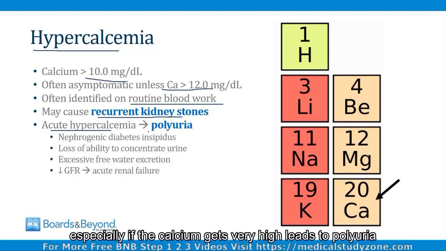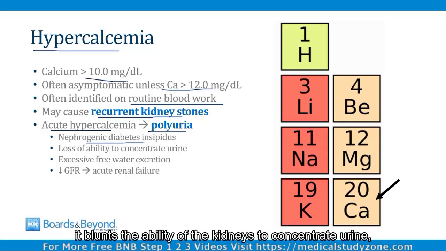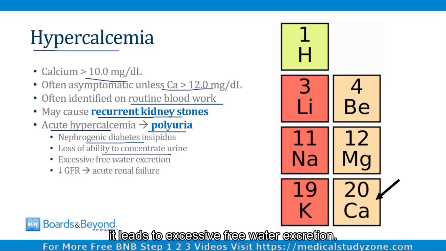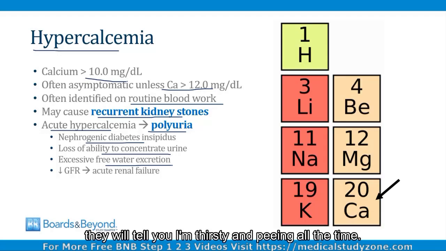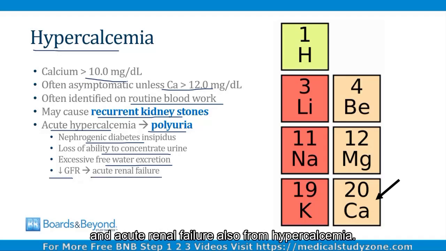Another thing to always remember about calcium is that acute hypercalcemia, especially if the calcium gets very high, leads to polyuria. That's because calcium causes nephrogenic diabetes insipidus. It blunts the ability of the kidneys to concentrate urine. It leads to excessive free water excretion. So if you ever meet a patient with hypercalcemia, they will tell you, I'm thirsty and peeing all the time. That is a classic patient with acute hypercalcemia. In addition, because of the volume loss from all the diuresis, these patients can develop a fall in GFR and acute renal failure, also from hypercalcemia.